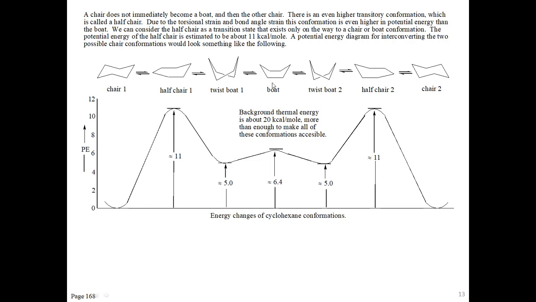And then we get to the boat, that'll go back up because it's torsional strain, it's eclipsing interactions. And then it could twist the other way if it wanted to, or it could go to a half chair on the other side and then back down. So what we're going to do is we're going to eliminate all these things except for the boat.